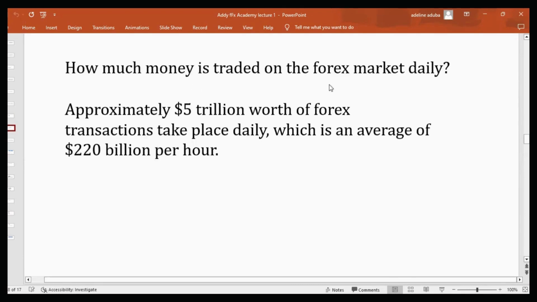So how much is being traded in the Forex market daily? We have approximately $5 trillion worth of Forex transactions that take place daily.